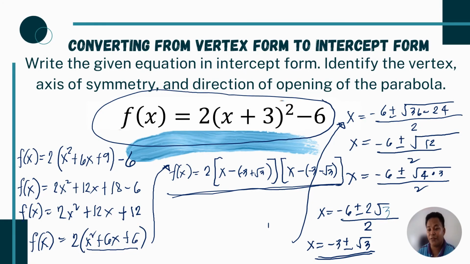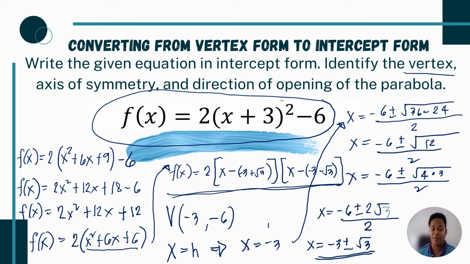And we're going to identify the vertex. Since the given is in vertex form, we can easily determine the coordinates of the vertex. So, vertex is at, since ito po ay positive 3, magiging negative 3 po siya, then ito po ay negative 6, since dapat po ay plus k po siya. Since negative po or minus, kaya negative po. Then the axis of symmetry is x is equal to h, therefore x is equal to negative 3. And the direction of the opening of the parabola is upward, since a is greater than 0. Positive po yun.